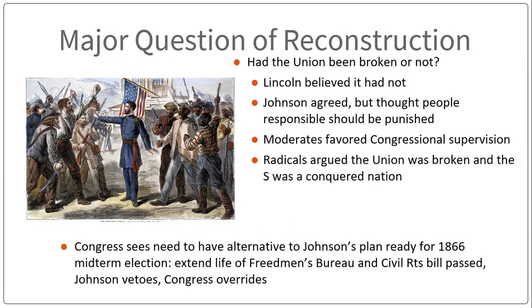So Congress is going to see the need to have an alternative to Johnson's plan ready. And we're going to extend the life of the Freedmen's Bureau. This is a bureau that's basically going to help set up organizations for helping provide aid to the newly freed slaves. And they're going to be working for a civil rights bill. Johnson's going to veto it, but Congress is going to override him and be like, no, we're going to have this to protect these people's rights.